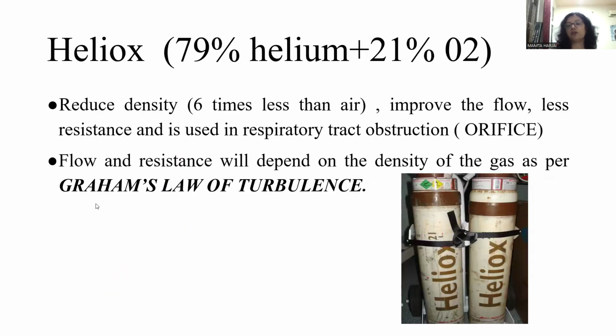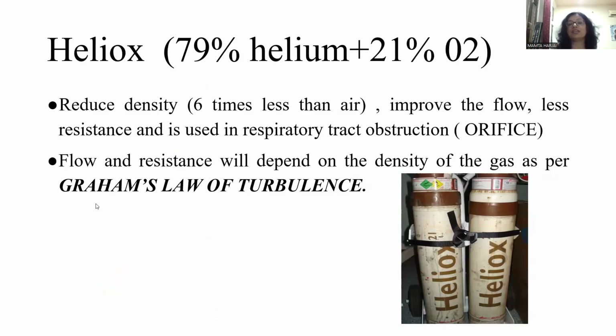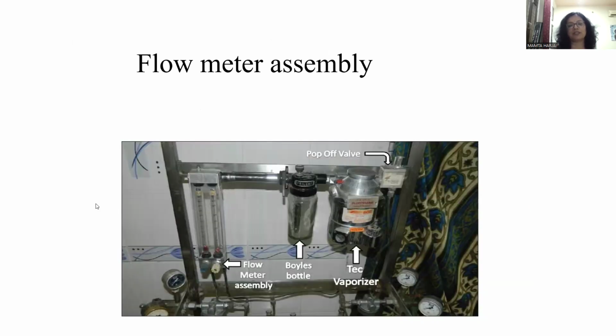Now, this Graham's law of turbulence is also applicable in anesthesia practice for the use of heliox. As I told you, Graham's law of turbulence is inversely proportional to the density. So if density is decreased, flow will increase. This principle is used when there is a respiratory tract obstruction. The flow is turbulent, and heliox, which is 79% helium plus 21% oxygen, has a density 6 times less than air. Because flow depends on the density of the gas, if you use a less dense gas, flow will be more. That is the principle behind the use of heliox.